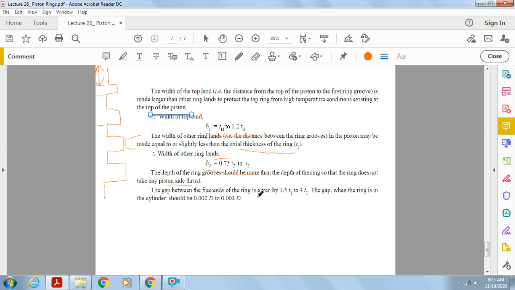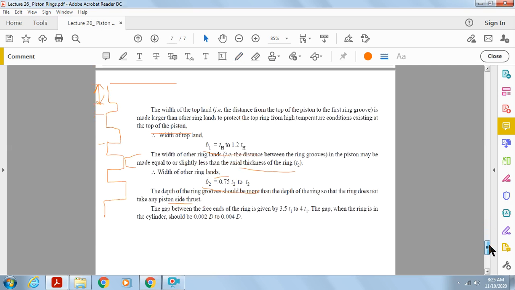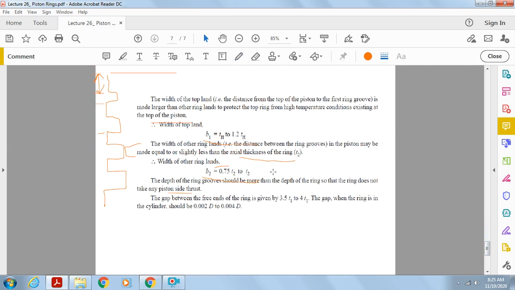The gap between the free ends of the ring is given by 3.5 T1 to 4 T1. So this is the gap between the free ends, which, as I have told you earlier, is provided like this. The dimension of the gap should be 3.5 T1 to 4 T1. The gap when the ring is in the cylinder should be 0.002 to 0.004 D, where D is the bore of the cylinder.